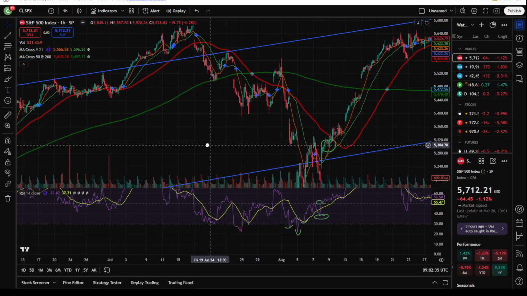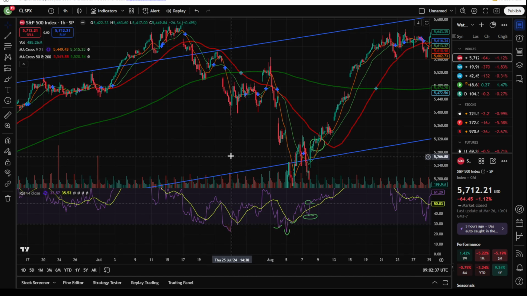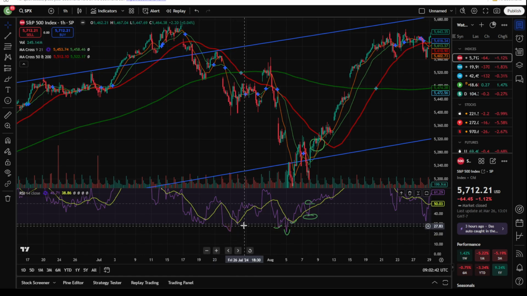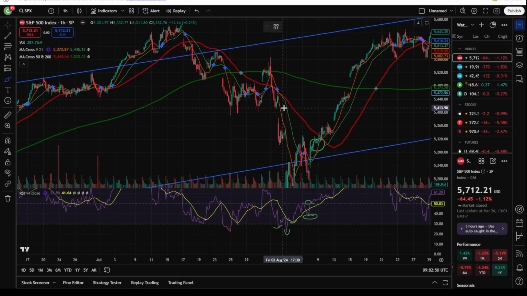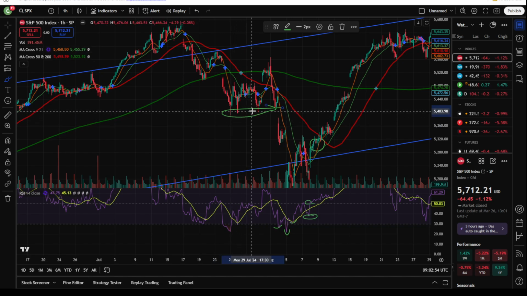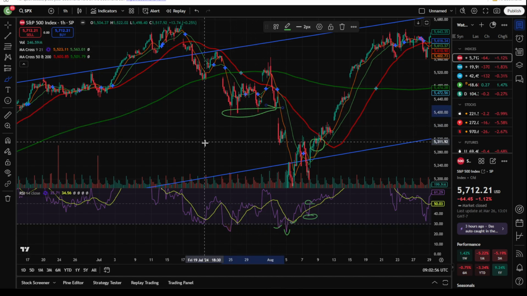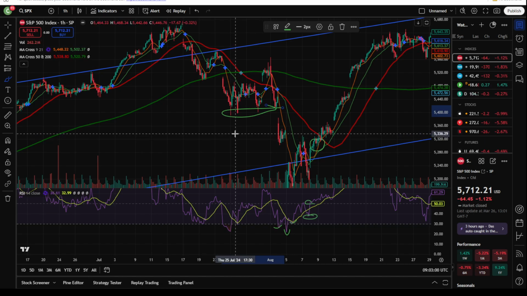Trying to think of real case scenarios here. Here we are bottoming out, but I don't see anything worth getting into, because you're testing this area like three different times already, right? And then a fourth time as well. So I don't really see anything worth getting into there.